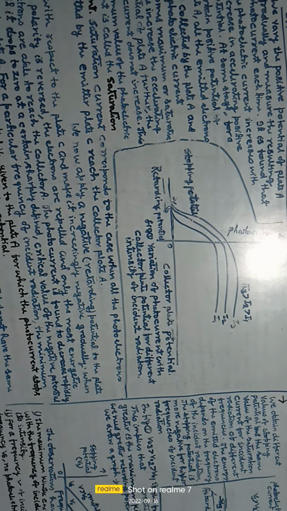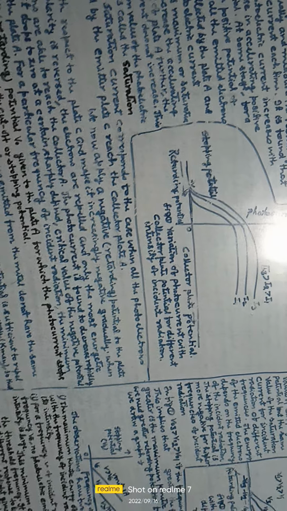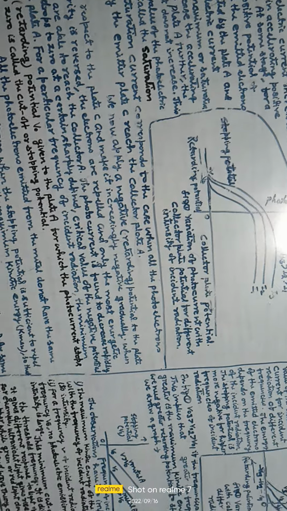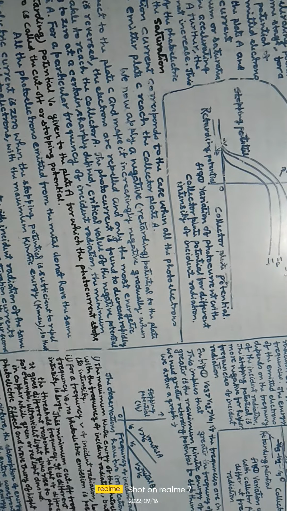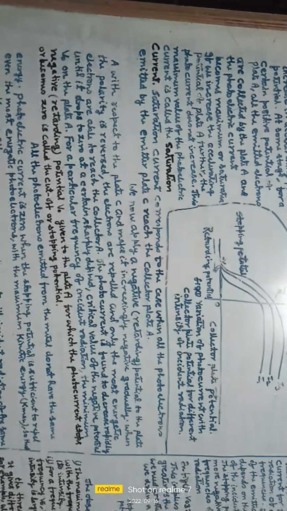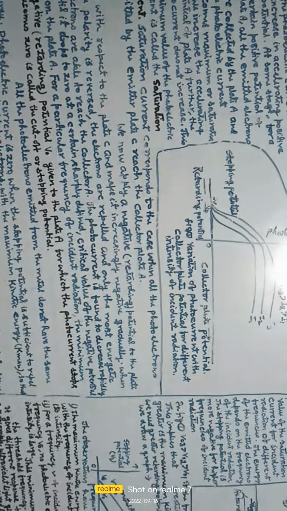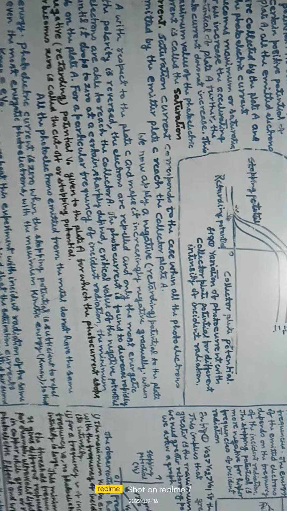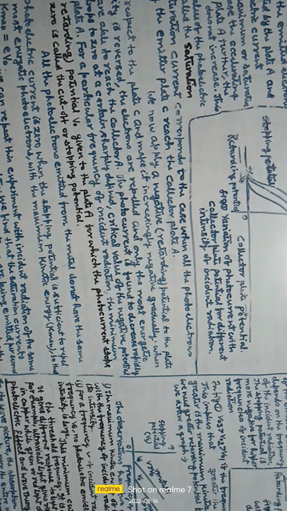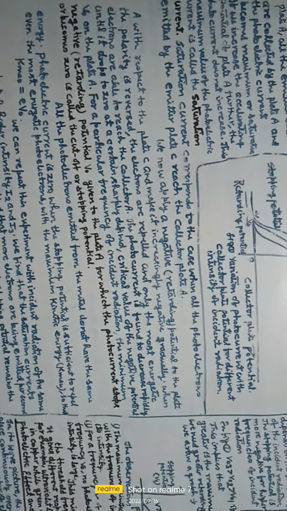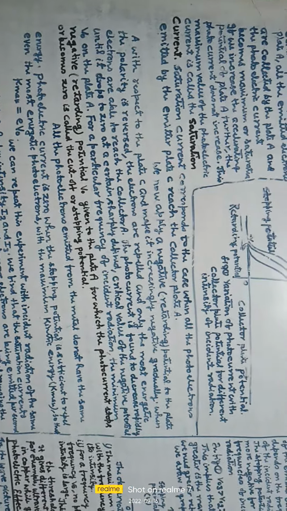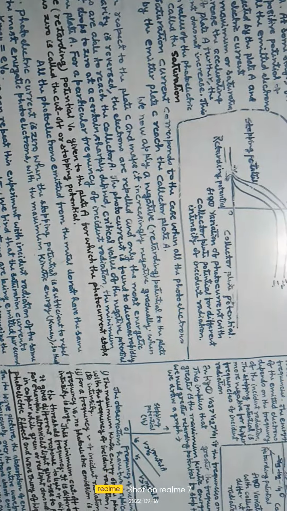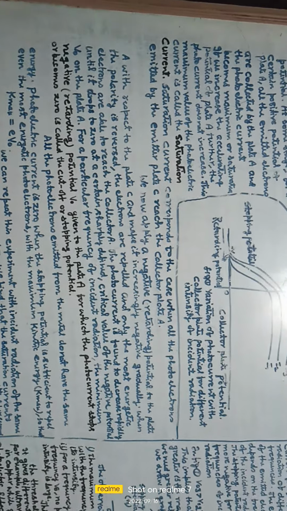We now apply a negative retarding potential to the plate A with respect to the plate C and make it increasingly negative gradually. When the polarity is reversed, the electrons are repelled and only the most energetic electrons are able to reach the collector A. The photocurrent is found to decrease rapidly until it drops to zero at a certain sharply defined critical value of the negative potential V0 on the plate A.